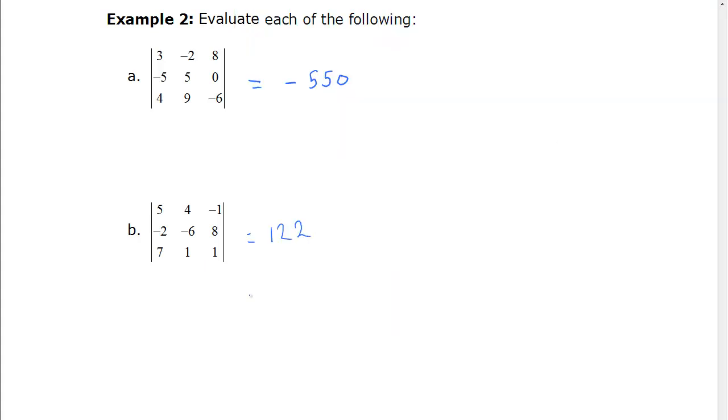And so that's that. For C, you should do the same thing. Get it on your calculator or do it by hand and get the answer. And just so you have it, the answer is 4. So there's the answer for C.